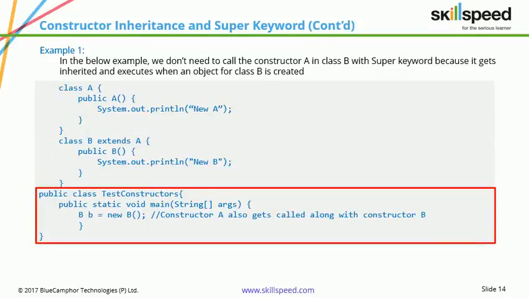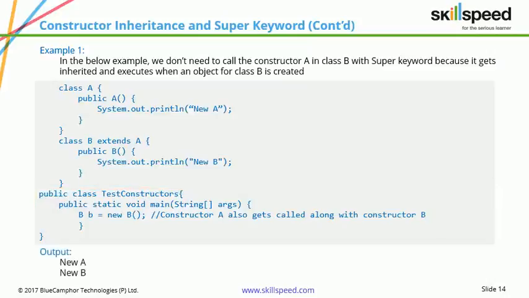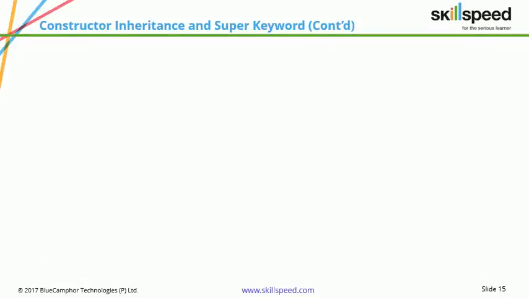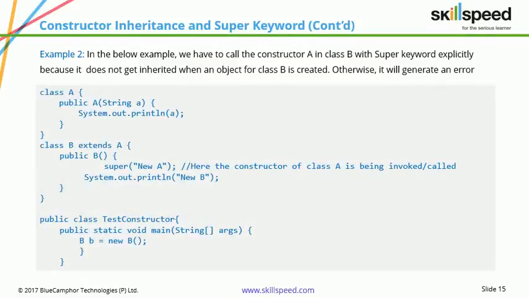And now I have the public class TestConstructors in which I have the public static void main where I am creating the object for the class B. B b equals new B. Here constructor A also gets called along with the constructor B because we have the constructor of class A which is inherited to B as the implicit constructor. Now we have the next example.